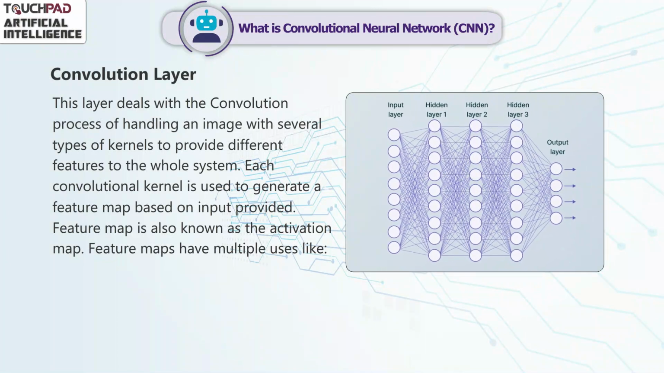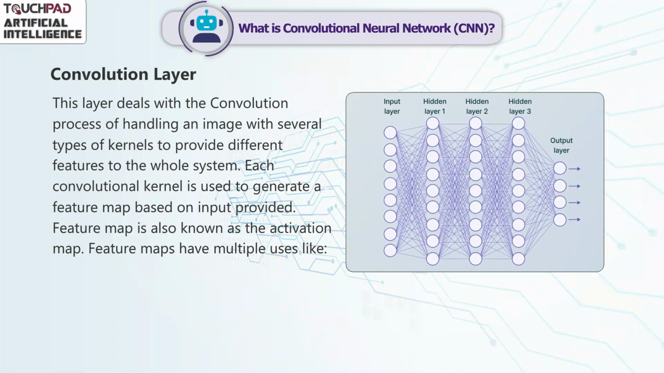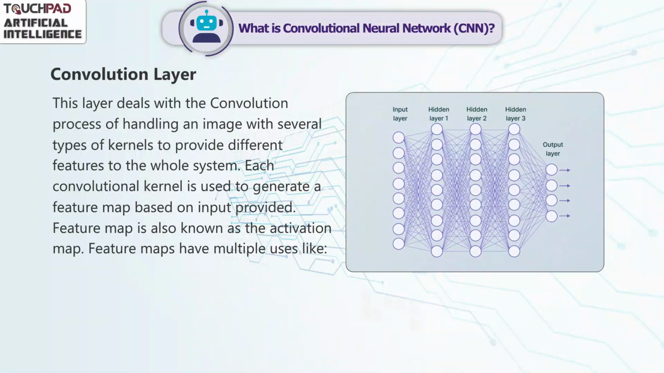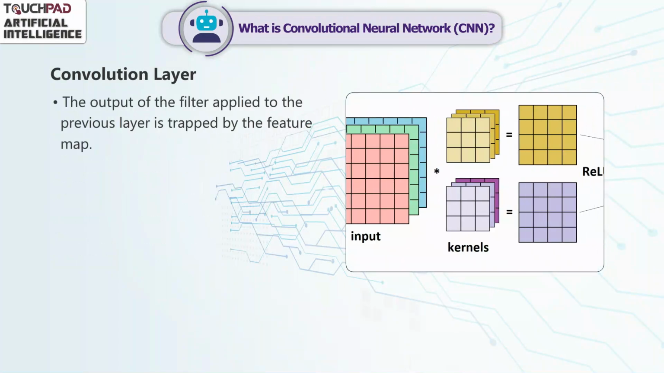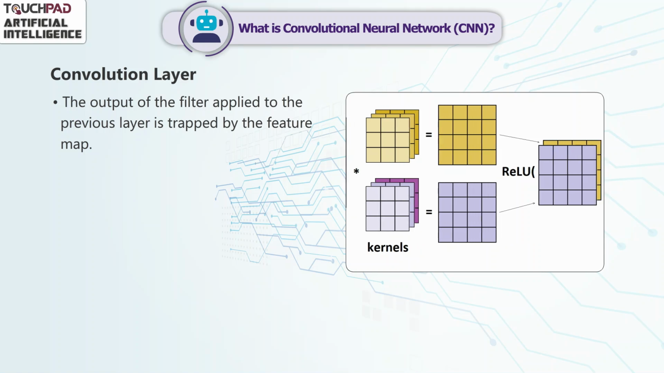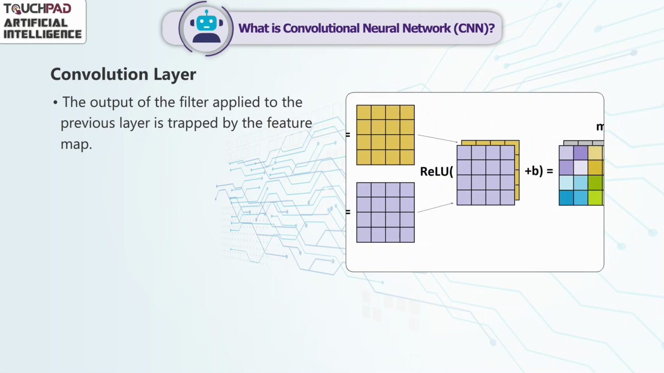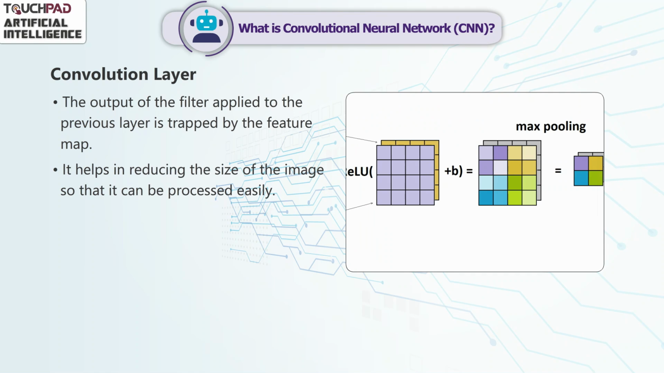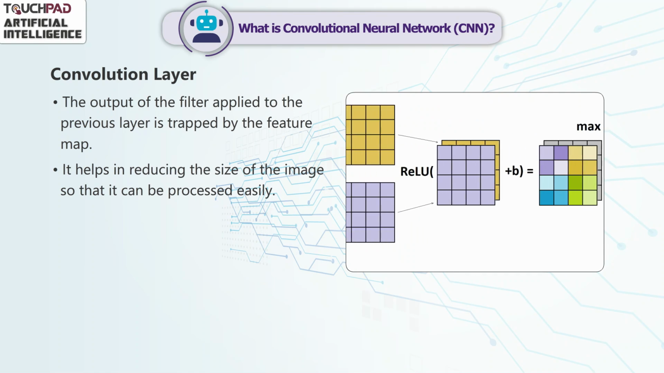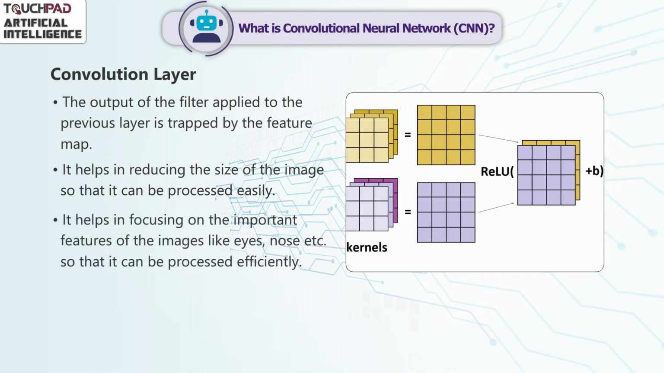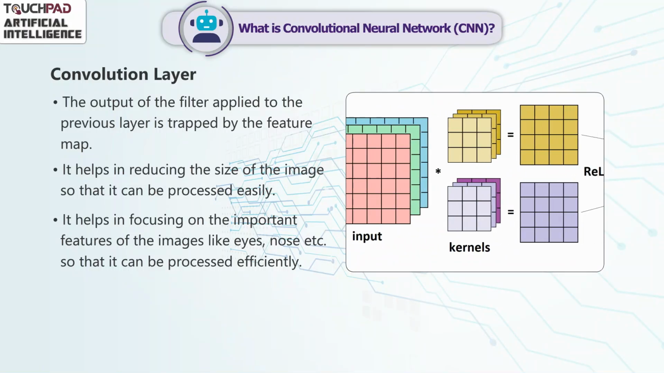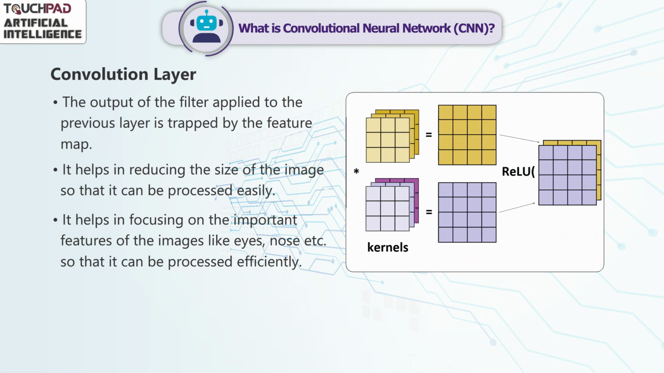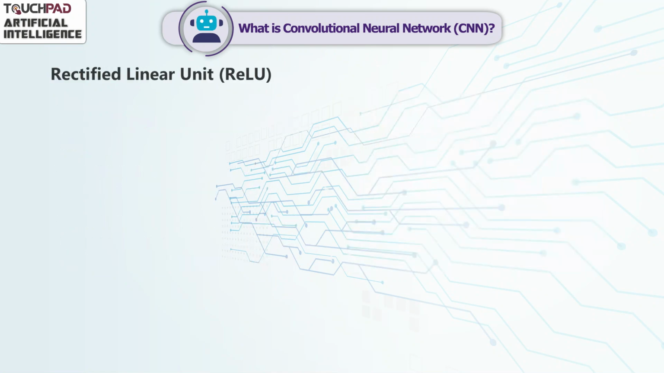Each convolutional kernel is used to generate a feature map based on the input provided. A feature map is also known as an activation map. Feature maps have multiple uses. The output of the filter applied to the previous layer is captured by the feature map. It helps in reducing the size of the image so that it can be processed easily. It helps in focusing on the important features of the images, like eyes, nose, etc., so that it can be processed efficiently.